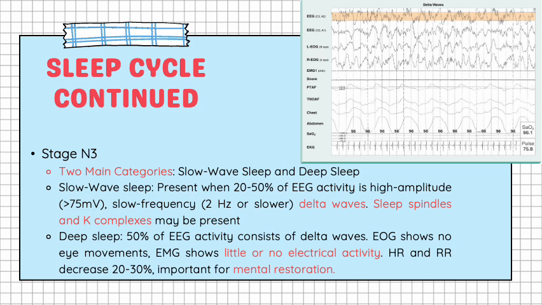During deep sleep, 50% of the EEG activity is going to consist of delta waves, and there is going to be little to no eye movement, as well as the EMG showing little or no electrical activity. Your heart rate and your respiratory rate are going to decrease 20 to 30% during this time, and this part of sleep is extremely important for your mental restoration, which is a really big thing.